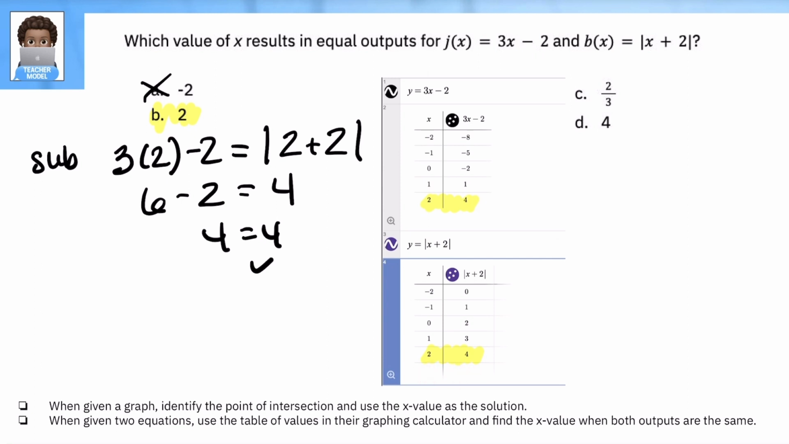So that's it, Math Marvels. Here's your criteria for success. If they gave you a graph, could you identify the intersection? Or if they gave you the two equations, could you use your calculator like I did to identify the points? Or just use some straight algebra?